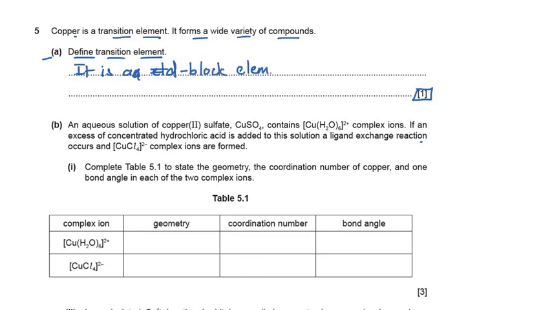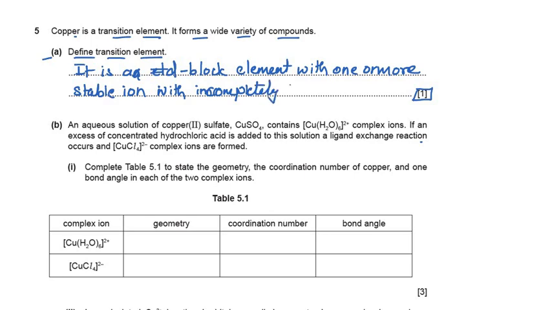It is a D block element with one or more stable ions. It should have some ions with incompletely filled d orbitals. The ion should have an incompletely filled d orbital, and that is the main definition of a transition element. Let's go ahead with the B part.